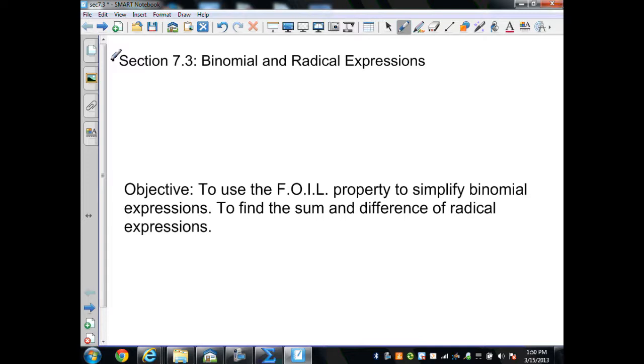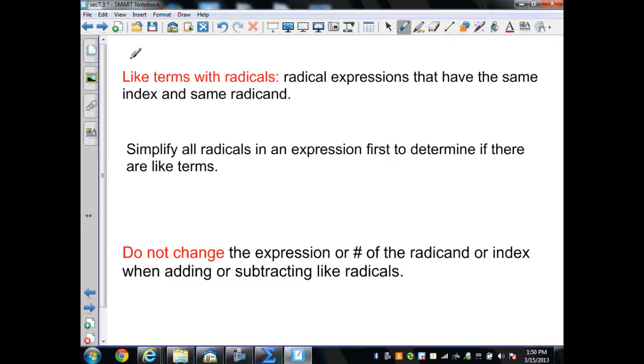Section 7.3, Binomial and Radical Expressions. When we add or subtract terms, they must be like terms. That is no different with radicals. So like terms with radicals are radical expressions that have the same index and the same radicand.